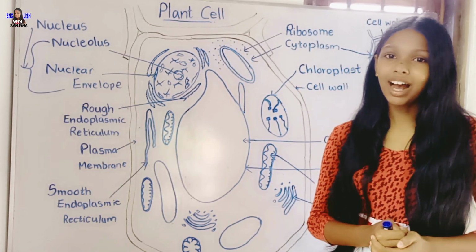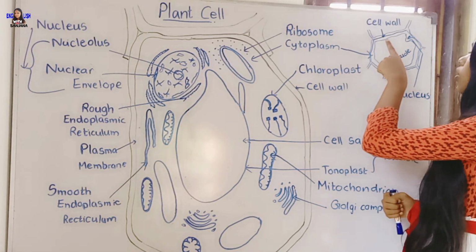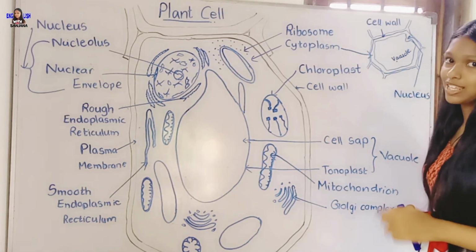Now let's look at the parts of this plant cell. Here we have cell wall, vacuole wall, nucleus and the cytoplasm.